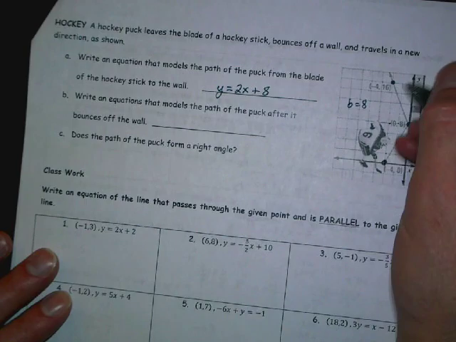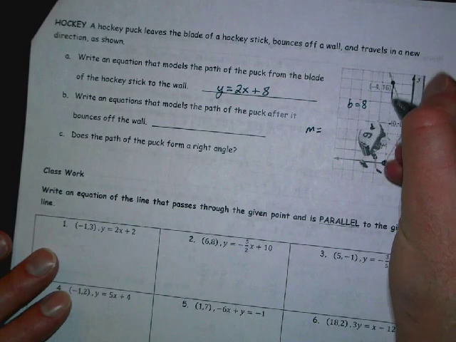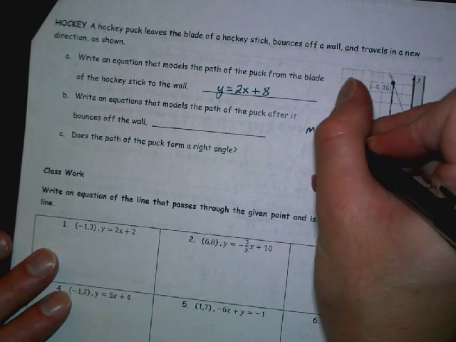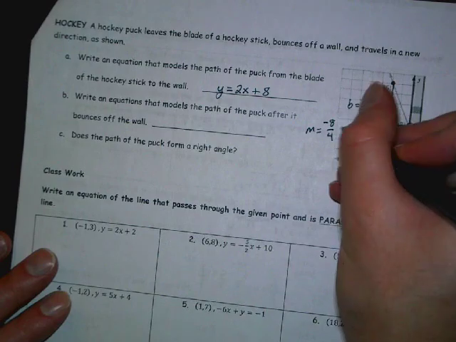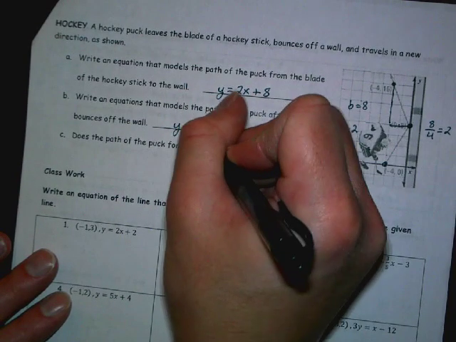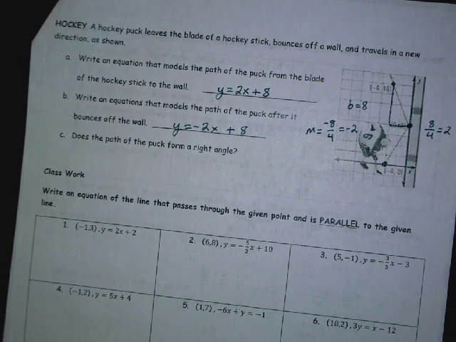And then part B, we'll write the equation for the second part of the line, from the wall where it bounces off and goes this way. So is this a positive or negative slope for this one? Negative, right? And this one's going down 2, 4, 6, 8, right, 2, 4. So negative 8 over 4, which gives you what? Negative 2. So we got a slope of negative 2. So that line would be y equals negative 2x plus 8.